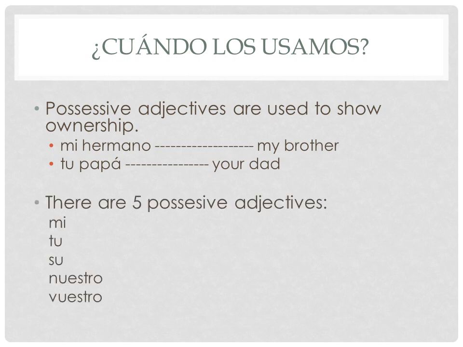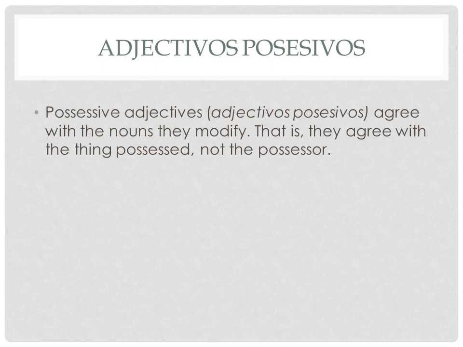There are 5 possessive adjectives: mi, tu, su, nuestro, and vuestro. And we're going to talk about each one of them individually. Now, it's very important to remember this. Possessive adjectives agree with the nouns that they modify. What this means is that they agree with the thing that's possessed, not the possessor.